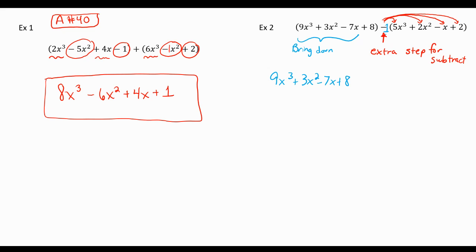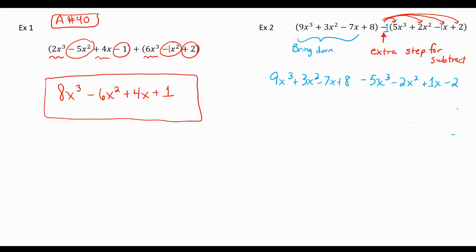Now I'm going to distribute, so negative times positive would be negative 5x cubed. Negative 1 times positive 2 is negative 2x squared. Negative 1 times that hidden negative 1x would be a positive 1x. And then a negative 1 multiplied to the back positive 2 would be negative 2.